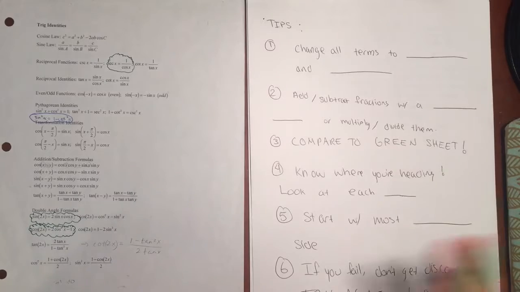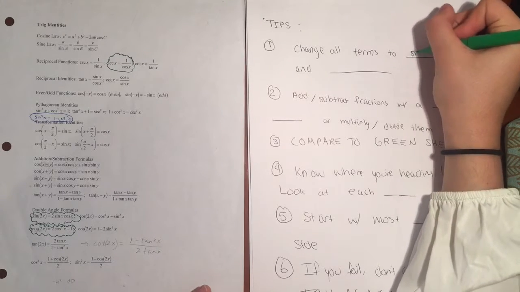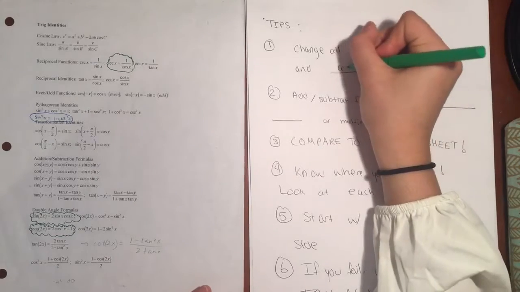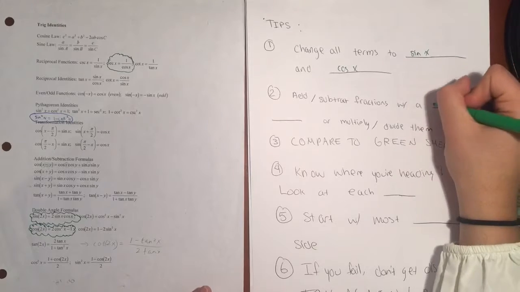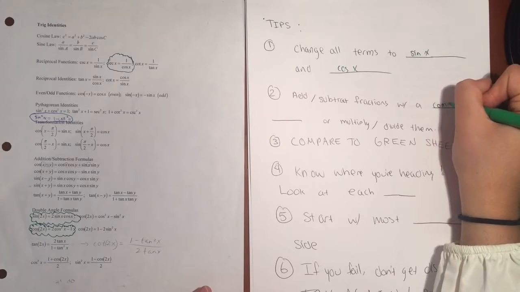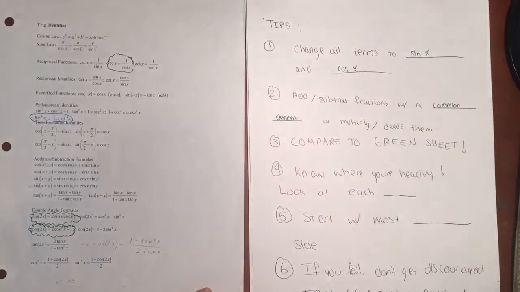There's just some general tips. There's no set order to solve them; they're all kind of different. So the first thing you could start off with is changing all terms to sine and cosine. Then adding and subtracting fractions with a common denominator, because I find that that's kind of frequent. You just want to look for that.